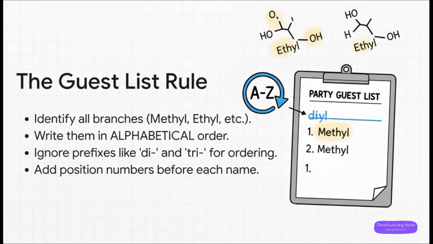Step 1, you identify all the branches, your methyls, your ethyls. Step 2, you put them in alphabetical order. And here's the trick, listen close. You ignore prefixes like di or tri when you're alphabetizing. We'll talk more about that in a sec. And then last, you just pop their address, their number on the chain, right in front of their name.